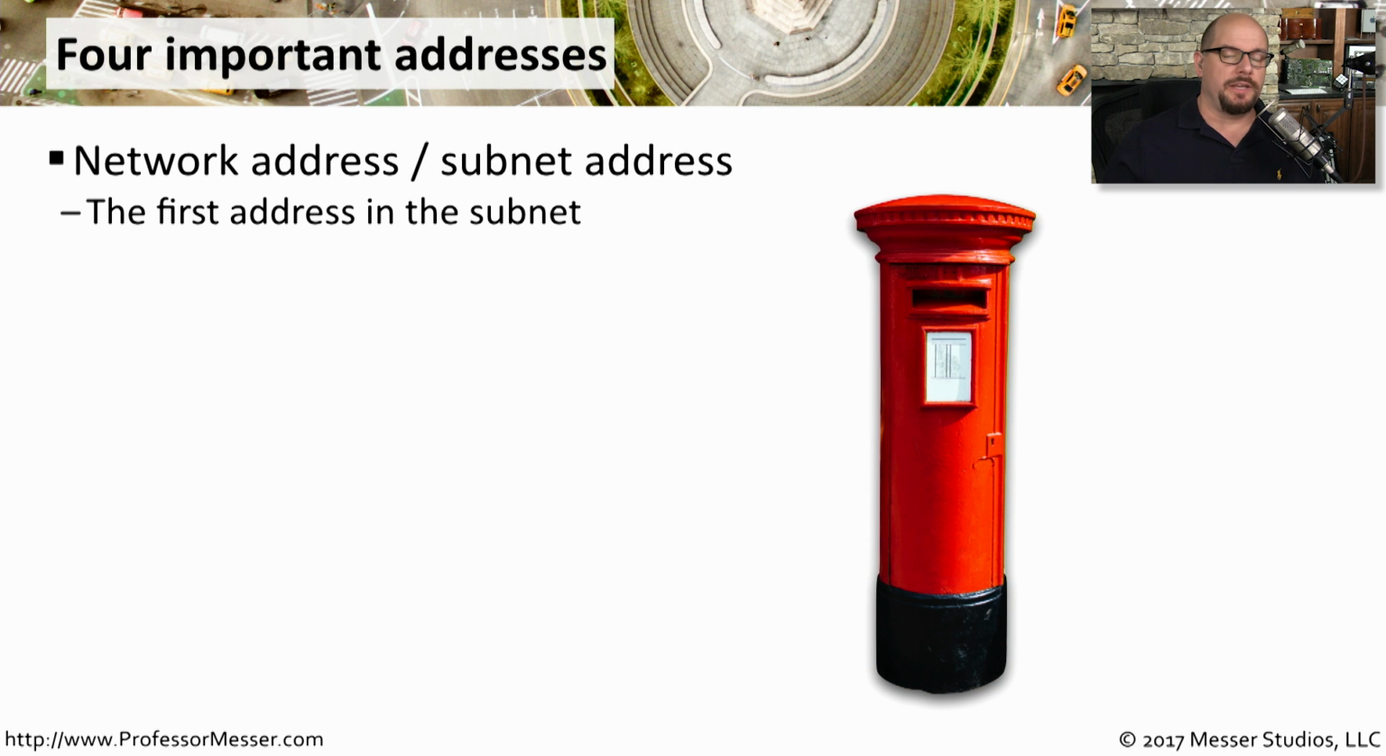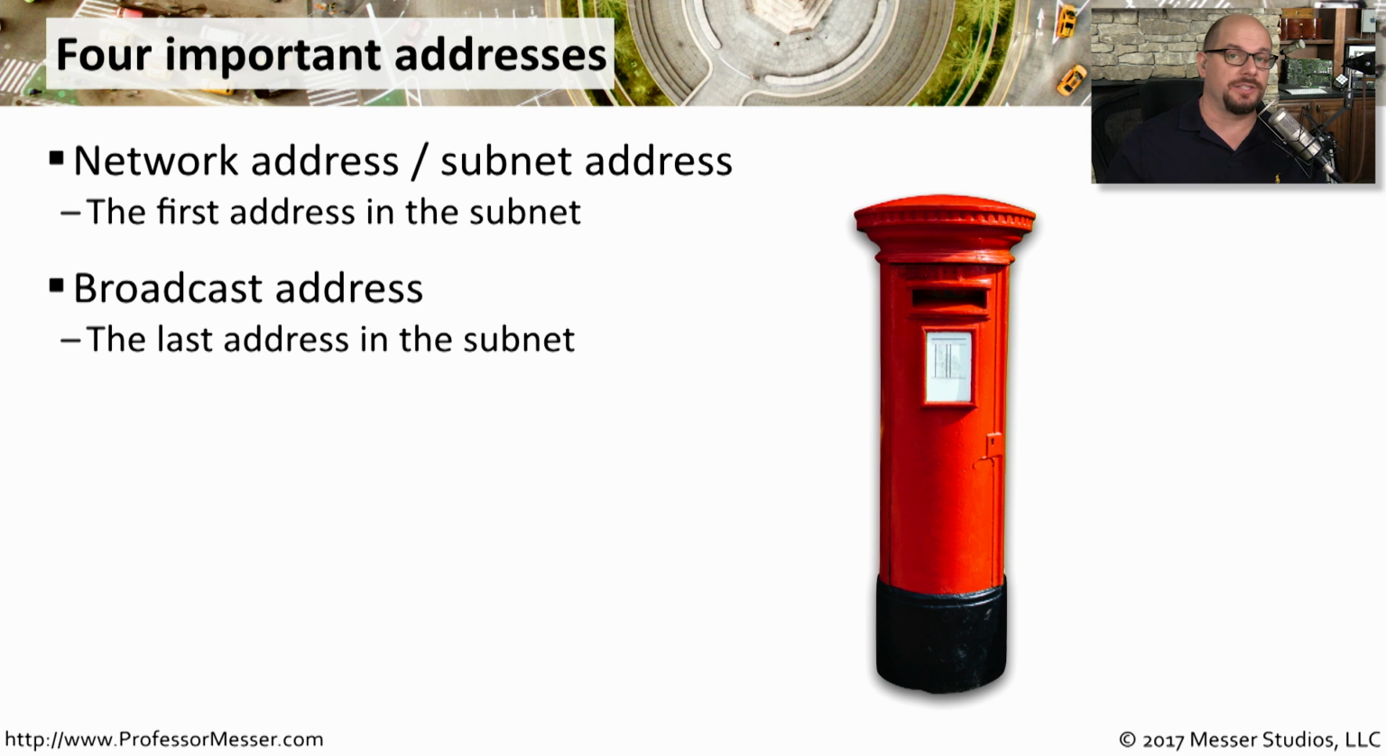Remember that when you're subnetting, you're really looking for 4 different addresses. The first one is going to be your network address. Some people call this the subnet address, and it's the very first address in a particular subnet. We also want to find the broadcast address. That is the last address in the subnet, and it's the one used when a broadcast is sent on an IP version 4 network.